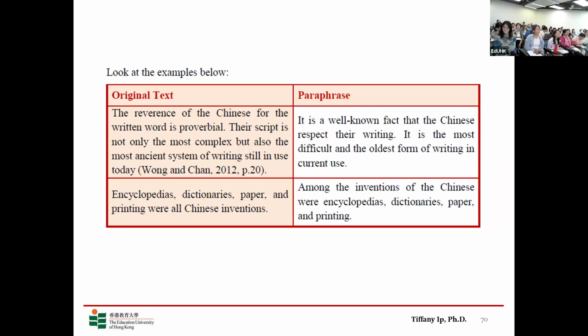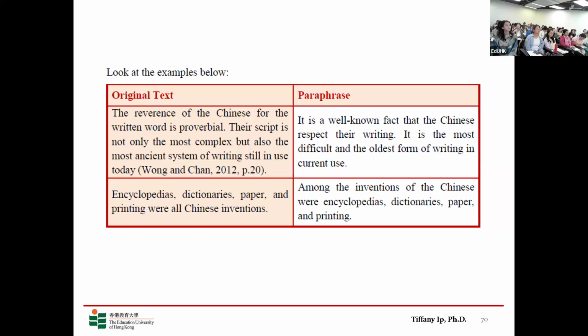The next part, the script is not only the most complex, but also the most ancient system of writing still in use today. So it is using the structure, not only, but also. I don't really need to keep that. Just two things in parallel, right? So they just use the word and to link it. It is the most difficult and the oldest writing form, replacing ancient system with the oldest writing form. Yeah, so sometimes we also change this, and then in current use, replacing today. Okay? And of course, there are many different things like today, nowadays, up to you.